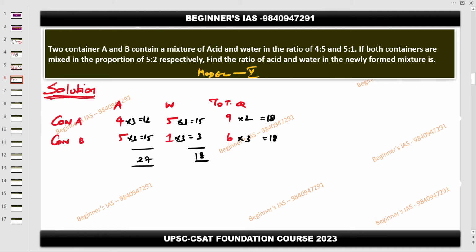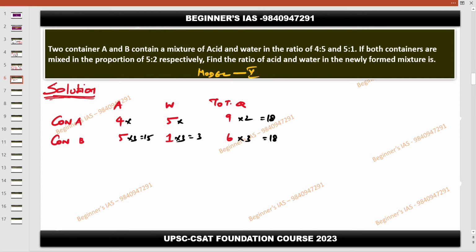Okay. So after finding this out, first one, 5 into 2. 4 into 2, 5 into 2. Oh yes, I have multiplied wrongly. Okay, so first one we have to multiply with 2 only, right? Okay, fine.